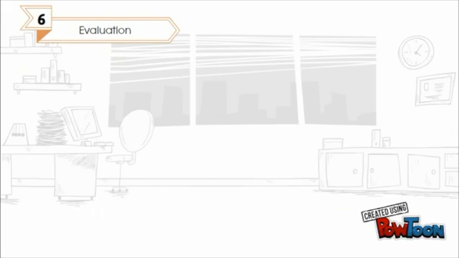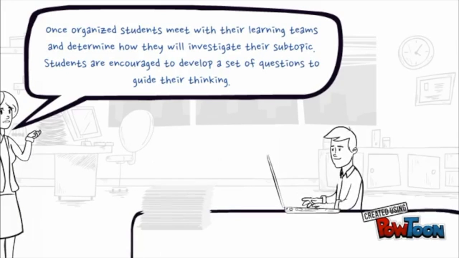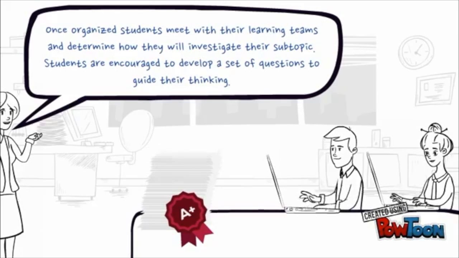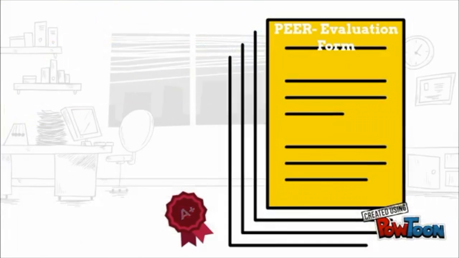The final step, Step 6. Class members evaluate each group's presentation. Then the students organize the information into a written report. The teacher evaluates each team's written product and group presentation. Each student also completes a self and peer evaluation form.